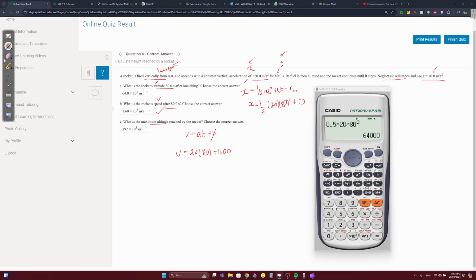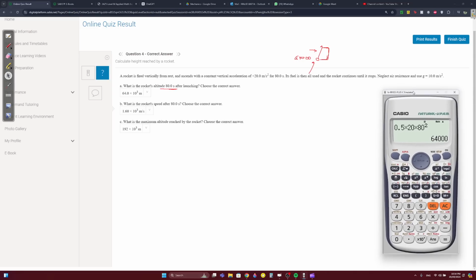What's the maximum altitude reached by the rocket? This one gets you thinking, because we have the altitude after all this acceleration, and then they told us it didn't stop, it continued going up until eventually later it stopped. So we need to calculate this phase. It went up and we're at 64,000 now, and then there's this phase where its fuel ran out. In this phase, they told us g is 10.